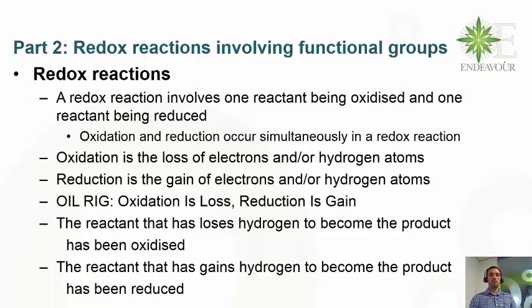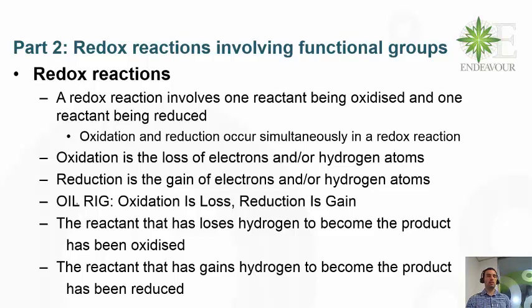Alright, so to summarize this section, we had a look at redox reactions, and the common thing about redox reactions is that one reactant is always going to be oxidized and the other will always be reduced. And this is happening simultaneously. You can't have one without the other. So whenever you have one component being oxidized, you know something else has to be reduced.